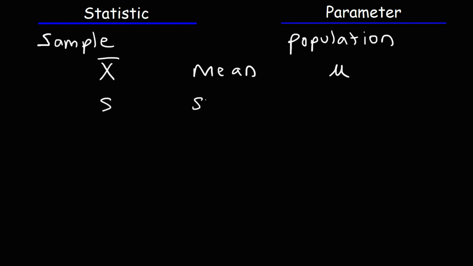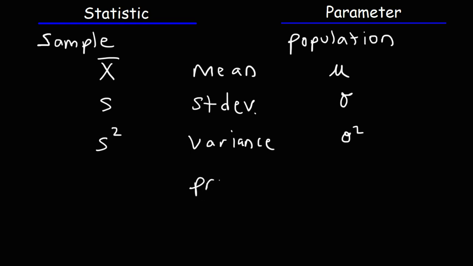S stands for the standard deviation of a sample. So that would be a statistic. Sigma is the standard deviation of the population. That's a parameter. S squared represents the sample variance. Sigma squared is the variance of the population. So that's a parameter. Next, we have proportions. The sample proportion is simply p hat. And the population proportion is simply p.